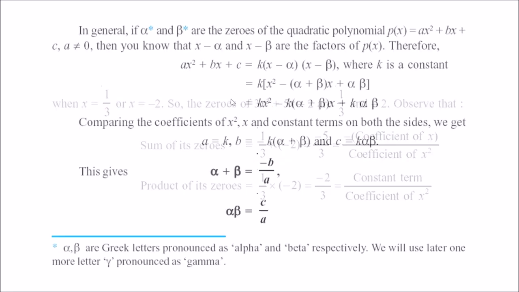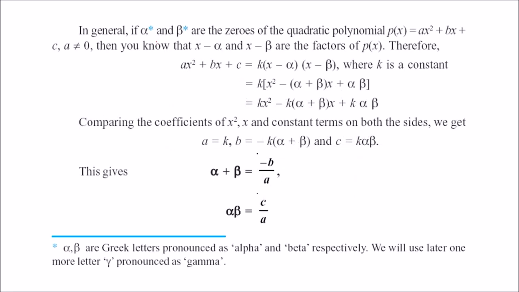So we can generalize it: if alpha and beta are the zeros of the quadratic polynomial ax square plus bx plus c, and x minus alpha and x minus beta are the factors of this, then ax square plus bx plus c will be equal to k times these factors, because k can be any constant. We will make it 1 in the later discussion, but just to formalize it, k can be anything. This will be equal to k times x minus alpha, x minus beta. Let us arrange them.